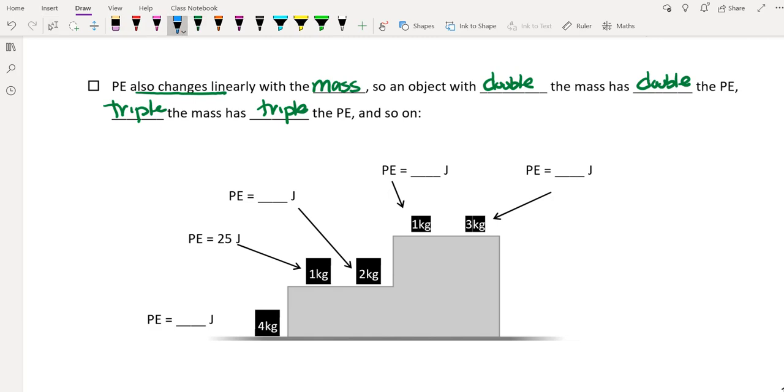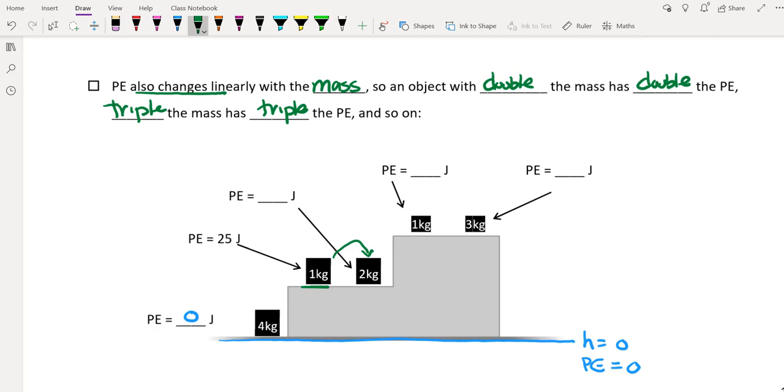Okay, so we have our ground here. Once again, our height is equal to 0. And if our height is equal to 0, we have no potential energy. So at ground state, our potential energy is 0. Now, let's look at the different situations here. We're given a box at 1 kilogram on the first step here, and it has a potential energy of 25 joules. If we add a box on the same step with twice its mass, what is the potential energy of that box going to be?